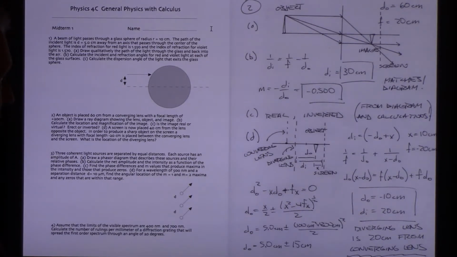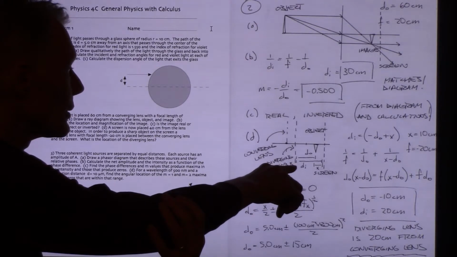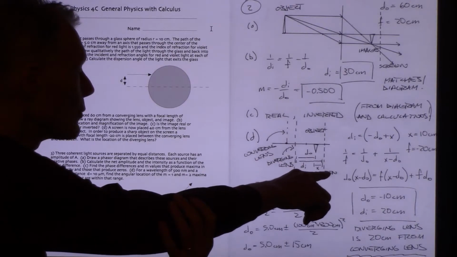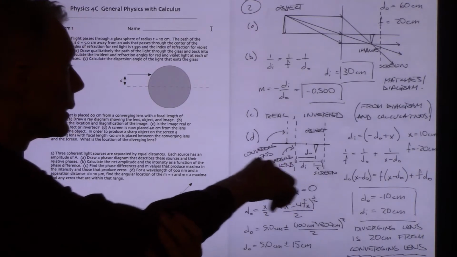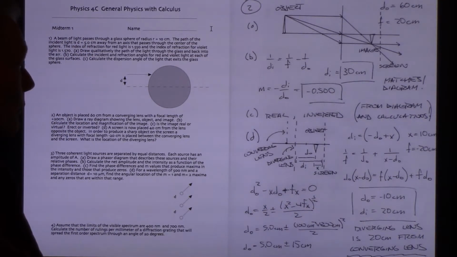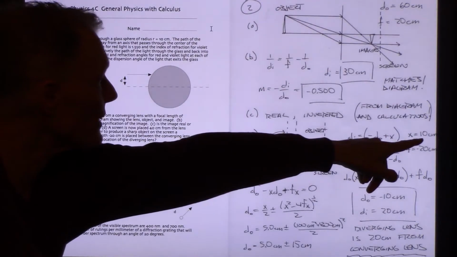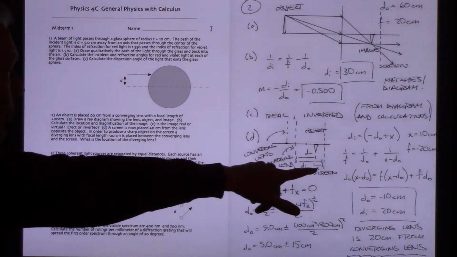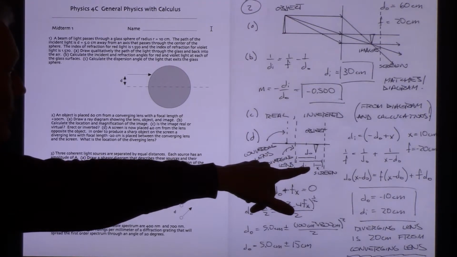Let me make sure we got everything figured out here. So here is where the diverging lens is going to go, and here is where its object will be, and here is the screen. And so what we are solving here is x is 10, yeah, there we go, that's what I was looking for, x is 10 centimeters. So there is my x, and that's 10 centimeters, and there is the DO, and there is the DI.